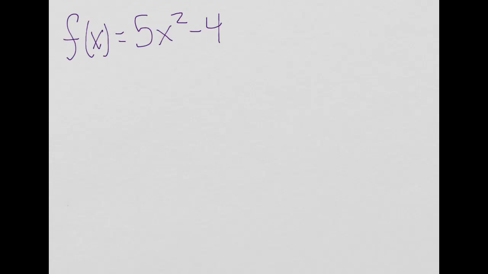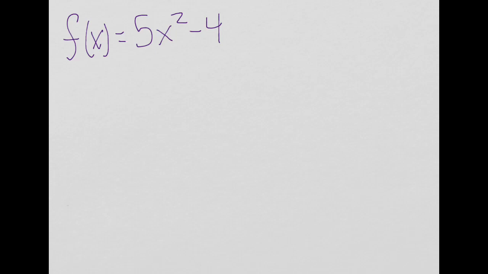Problem number 3 on our log study guide. We have this function f of x equals 5x squared minus 4, and we want to write the inverse of this function. So we've talked about two methods to do this. The first method we introduced was the tunnel method, but then we evolved to our second method, which was merely swapping our x and y values and then solving for y.